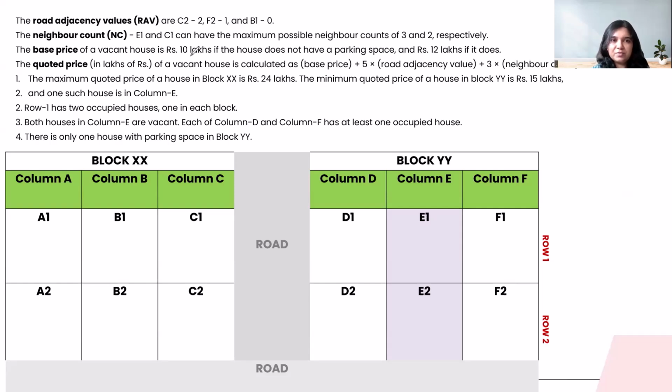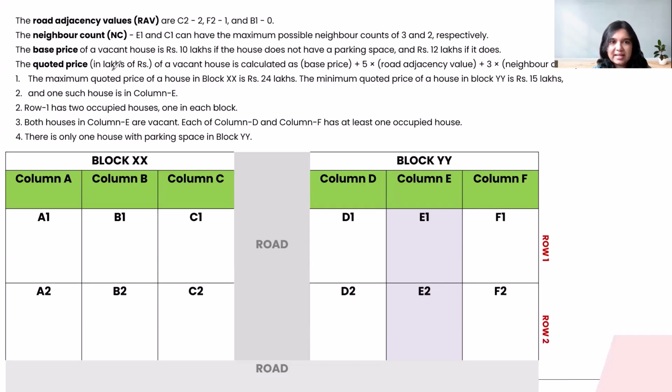The base price of a vacant house is rupees 10 lakhs if the house does not have a parking space, and rupees 12 lakhs if it does. So for a house without a parking space, the base price is 10 lakhs, of course, for a vacant house. And for a vacant house with parking space, the base price is 12 lakhs. Where we are going to use this is somewhere in the next line.